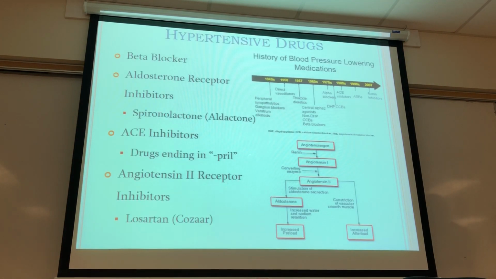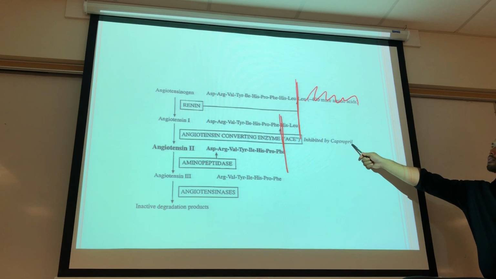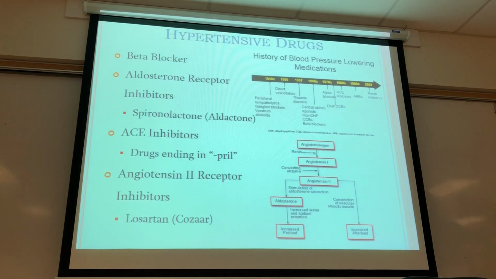Other drugs involve ACE inhibitors. Any drugs that end in PRIL, captopril. You'll see other drugs like lisinopril. Lisinopril is another one. Enalapril. These types of drugs will inhibit those enzymes.